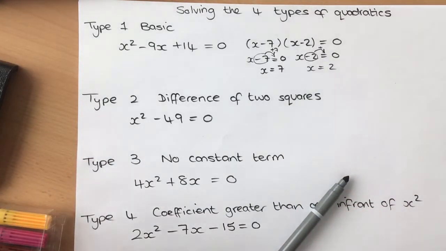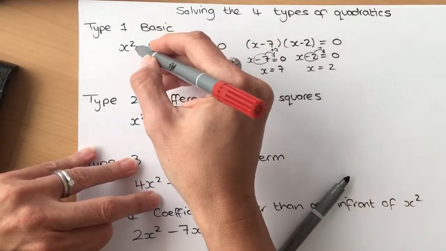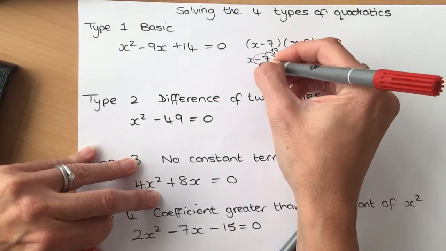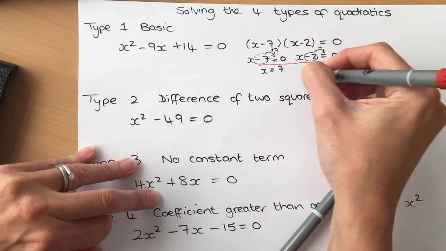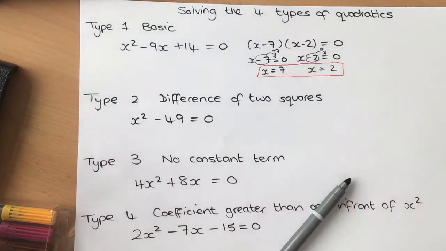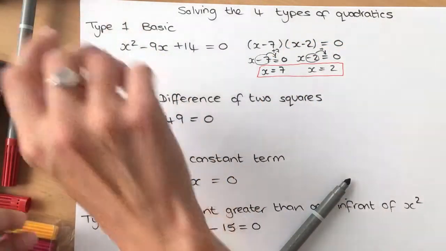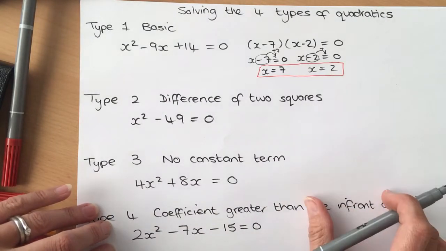There should be 2 solutions because it's a quadratic. It's an x squared, so there are always 2 solutions. So they are my 2 solutions to the first quadratic.